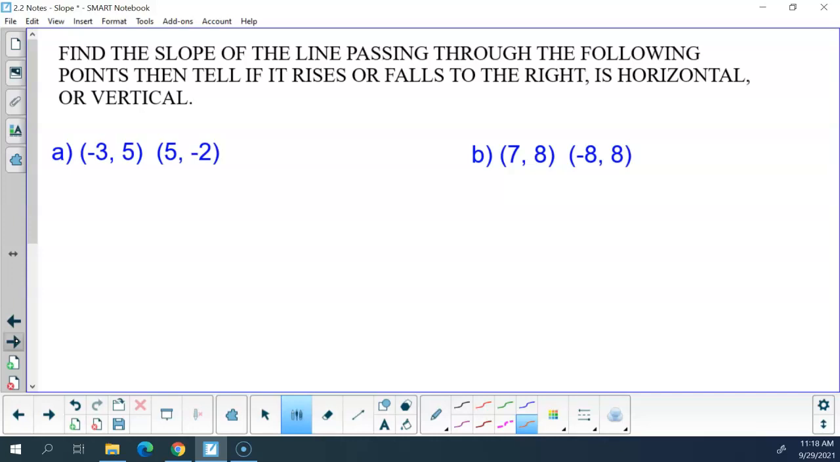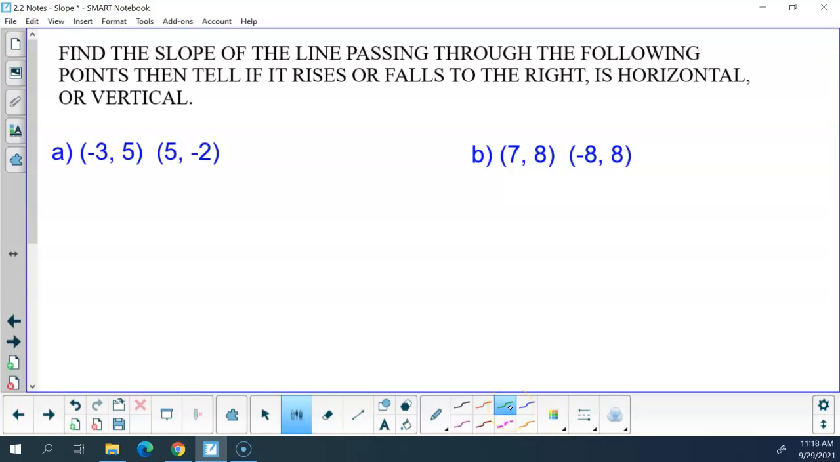Let's put this to work. So the directions for these, there's 4 of these problems. There's 2 more down below. We'll release them here in a minute. The directions for these 4 problems are find the slope. So that's 1. The first thing we have to do is find the slope between these points, and then tell if it rises or falls to the right, is horizontal or is vertical. Okay, so there's 2 parts to this one.